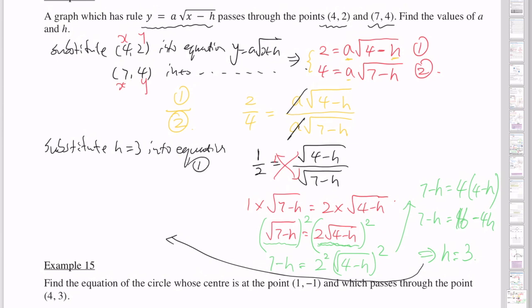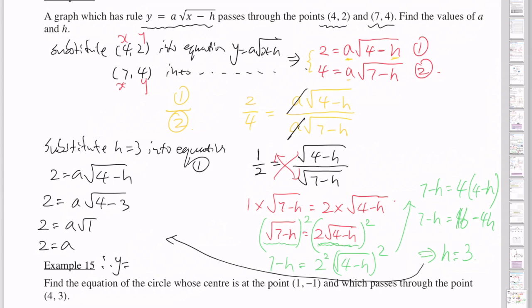Okay, so now equation 1 is 2 equal to a times square root 4 minus h. My h is equal to 3, so 2 is equal to a times square root 4 minus 3. That gives me 2 equal to a times square root 1, which is 2 equal to a, so a is equal to 2. So therefore my equation will be y equals 2 square root x minus 3. Okay, so that's my final answer.